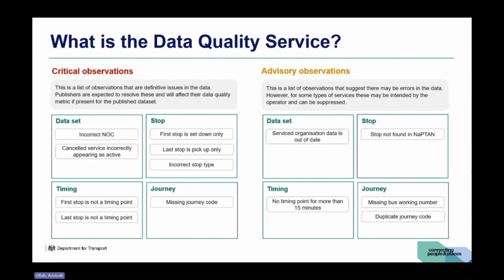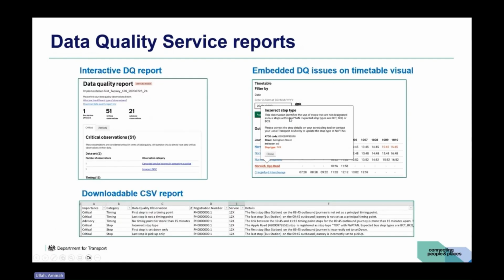And then finally, we've got the duplicate journey code check, which identifies where a journey code is referenced more than once for that service code, line and operating profile. And so will cause issues with matching this with the location data to, again, provide predicted arrival time of a bus at a stop. So that's a quick overview of the different types of checks that we perform in regards to the data quality service. So I'll move on to the next slide.